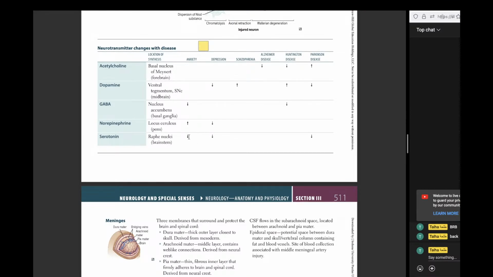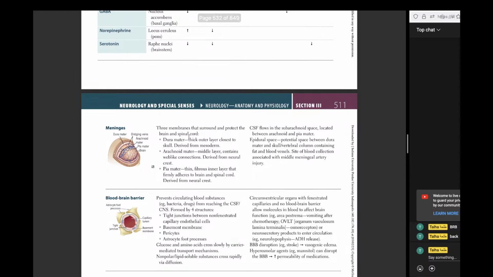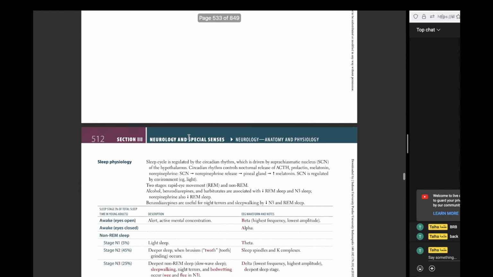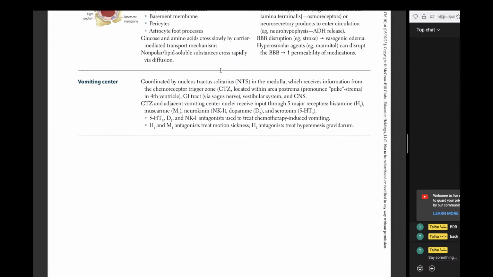This one is good. Okay. Blood-brain barrier, vomiting center. Oh, the vomiting center. Let me quickly read this.